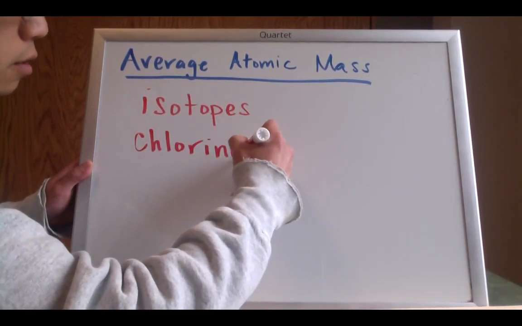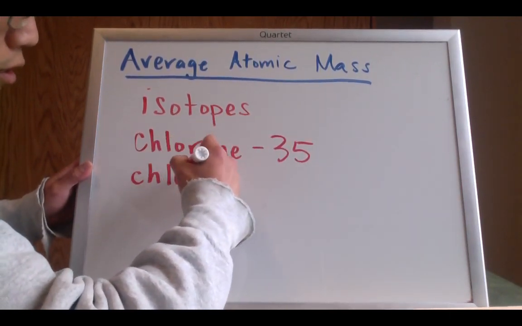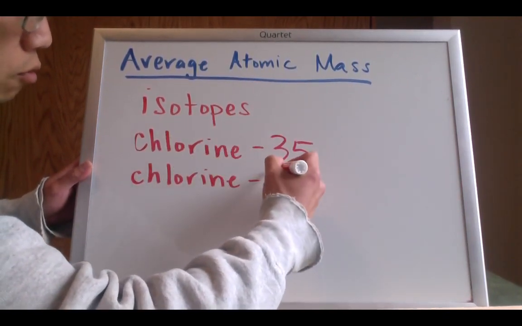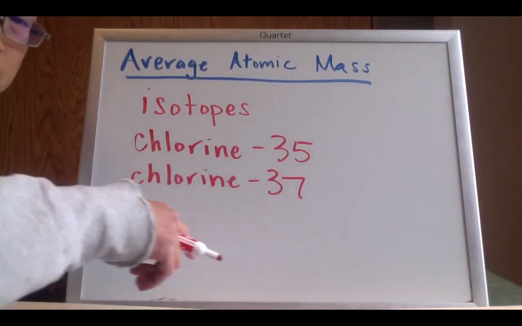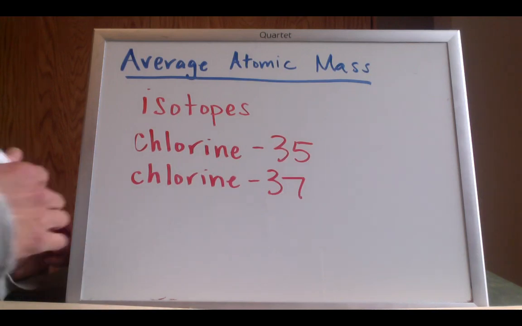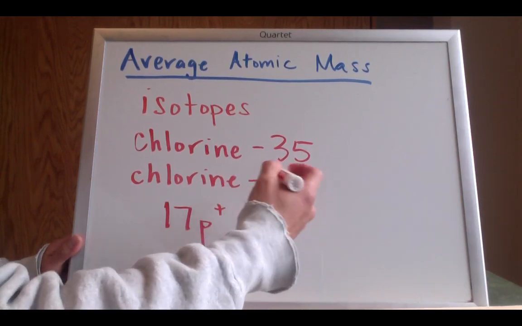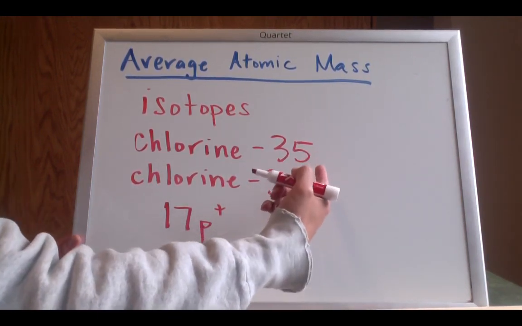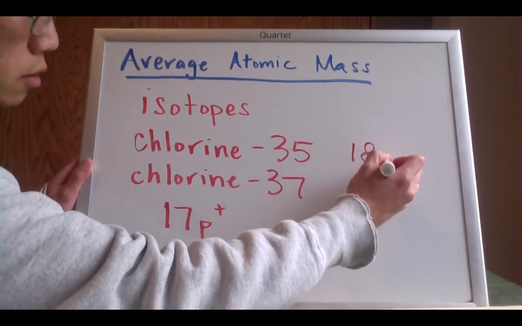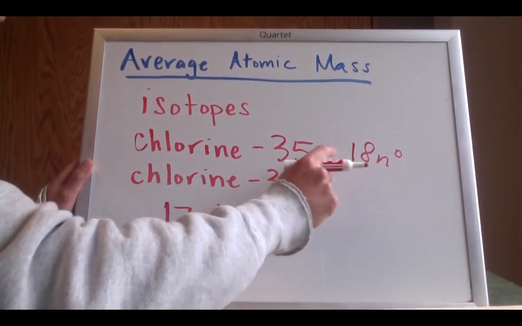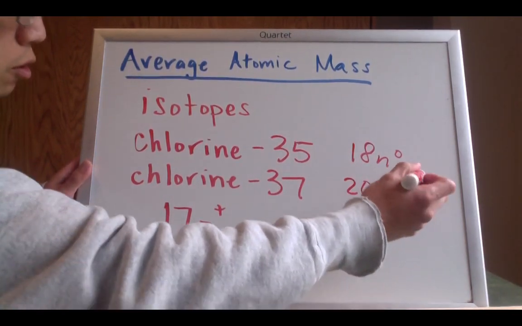We're going to talk about chlorine 35, which is one isotope, and then the other naturally occurring isotope of chlorine is chlorine 37. These are isotopes because their mass number is different, and so that makes the number of neutrons different. Remember, they'll still have 17 protons each. Since this is chlorine 35 and this is chlorine 37, chlorine 35 has 18 neutrons because 17 plus 18 equals 35. And then chlorine 37 will have 20 neutrons.